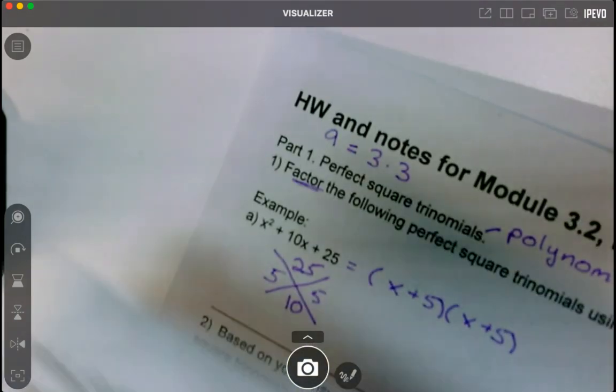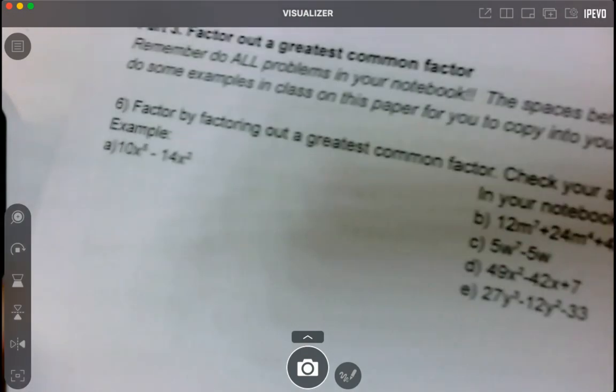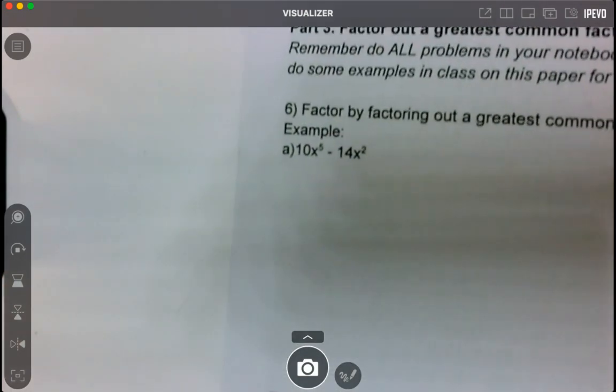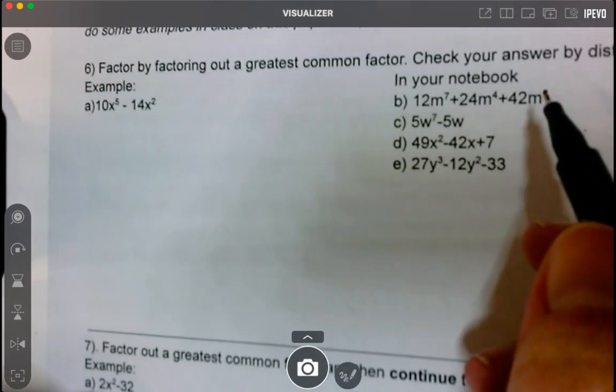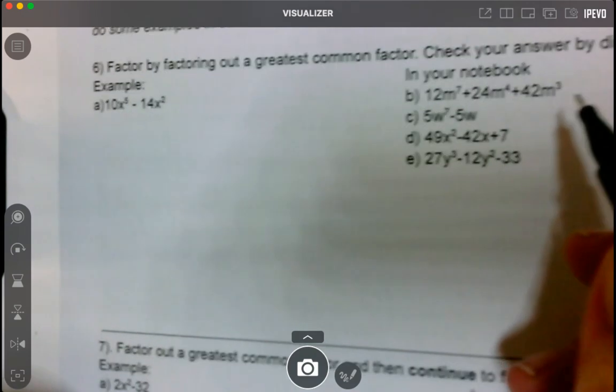There's a few more here to do on the second page. Part 3, factoring out a greatest common factor. When we factor out a greatest common factor, it's a little bit like simplifying. And it does say to check our answer by distribution. Notice there's no equal sign, so we're not solving anything.